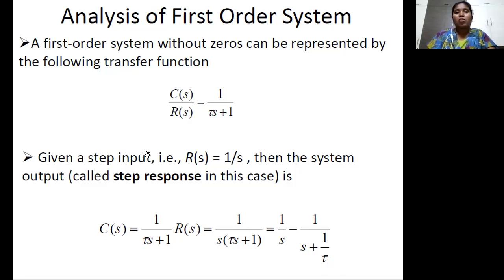What is meant by r of s here? The Laplace transform of r of t. That means the Laplace transform of u of t. What is the Laplace transform of 1? That is 1 by s, right? So here I am considering r of s is equal to 1 by s.